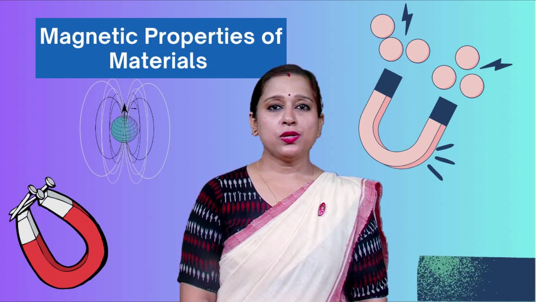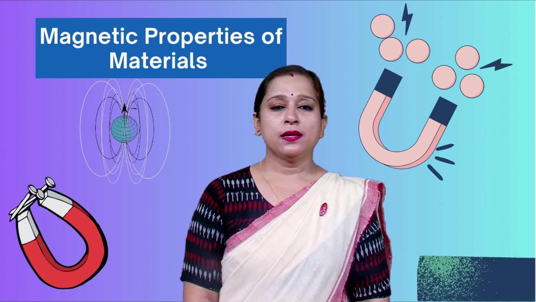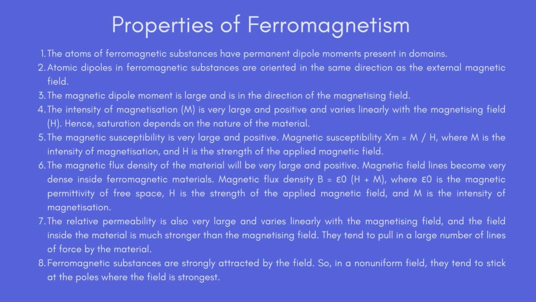Let us move to the properties of ferromagnetic material. The atoms of ferromagnetic substances have permanent dipole moments present in domains. Atomic dipoles in ferromagnetic substances are oriented in the same direction as the external magnetic field. The magnetic dipole moment is large and is in the direction of the applied magnetic field. The intensity of magnetization is very large and positive and varies linearly with the magnetizing field. The magnetic susceptibility is very large and positive.